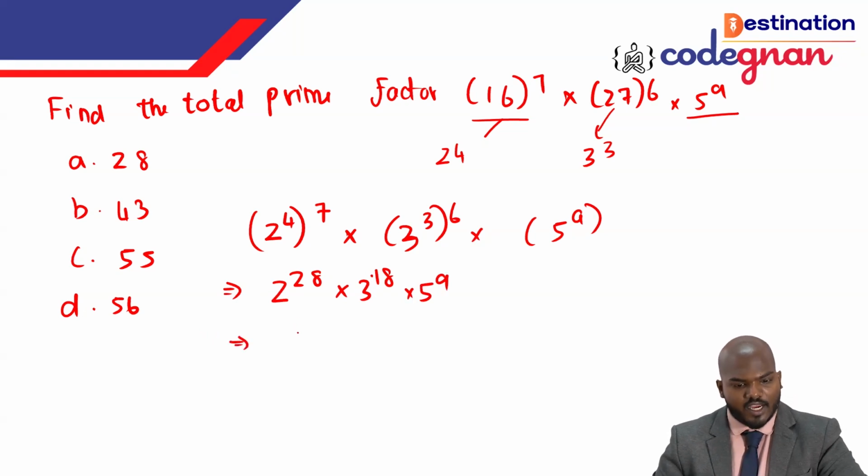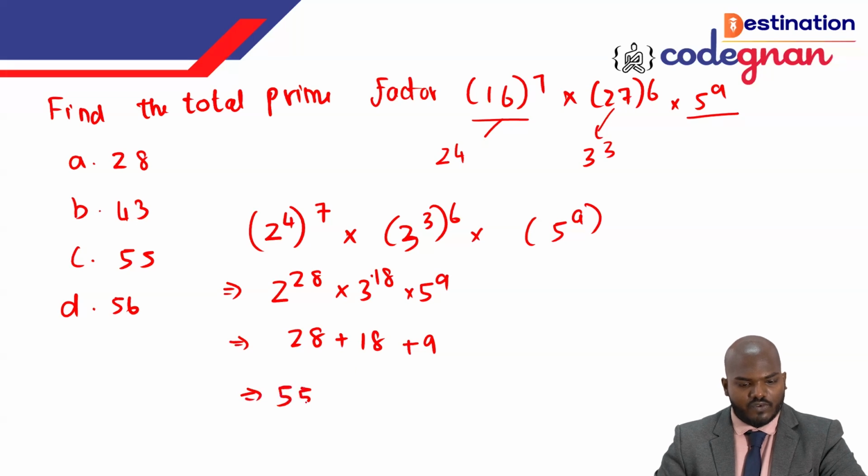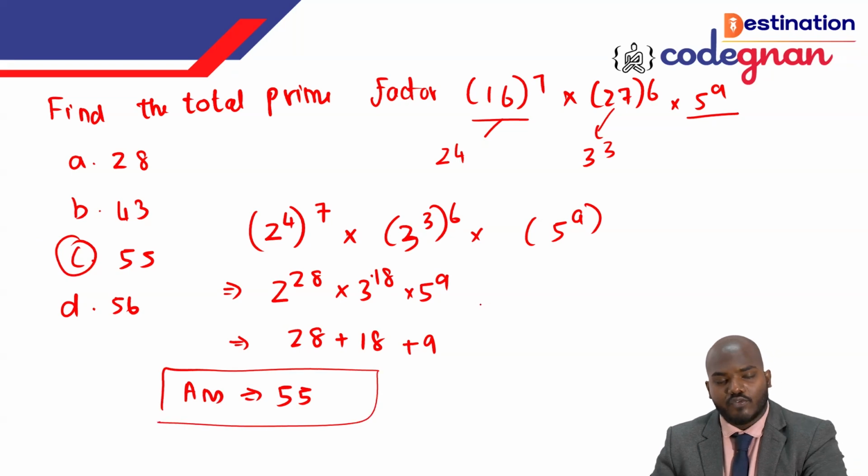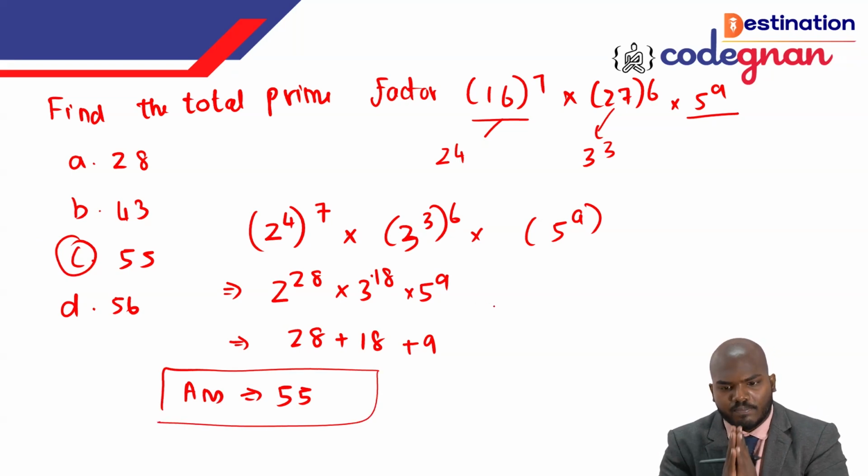Okay, so if you work it out, that is 28 plus 18. What value will it give? 46. And then 46 plus 9, what? It will give you the answer 55. So option C is the correct answer. Make sure you get the value 55 in the same way. This is how you can find the prime factor.